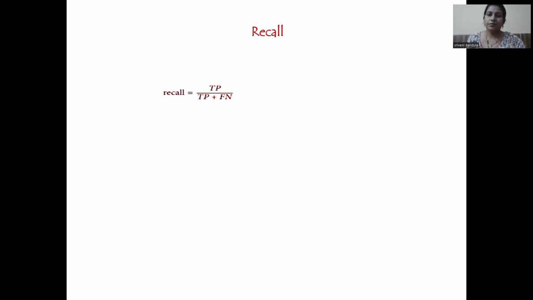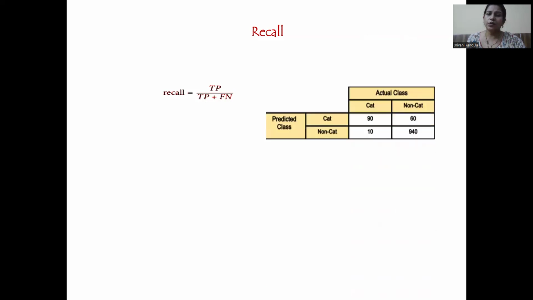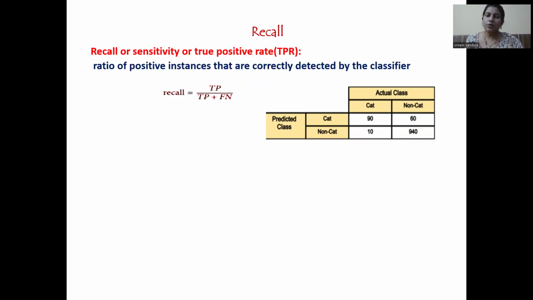And here also we will be working out with the same example. If you see the definition, recall can also be called sensitivity, or TPR, true positive rate. This talks about the ratio of positive instances that are correctly detected by the classifier. So we are only talking about positive instances, and out of the positive instances, how many were correctly classified?